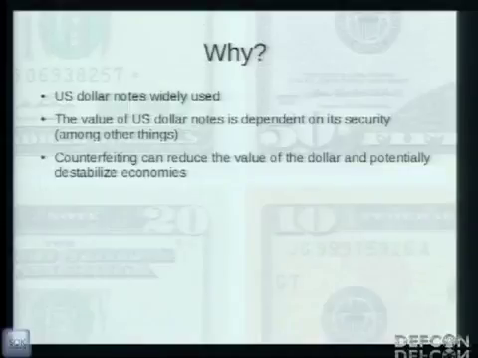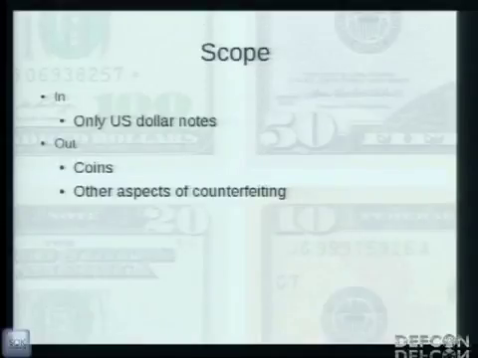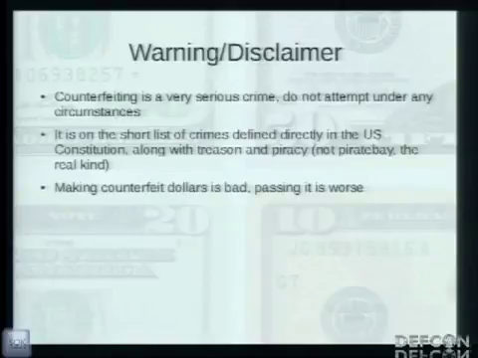This has been done in the past in wars including World War II, the Civil War, and the Revolutionary War. For this talk, I'm only going to be talking about US dollar notes, and as far as counterfeiting, I'm only going to talk about counterfeiting attacks in regards to the analysis of the features on US currency. So this will not be a how-to as far as counterfeiting, and I'm not going to be talking about coins or any other currencies.